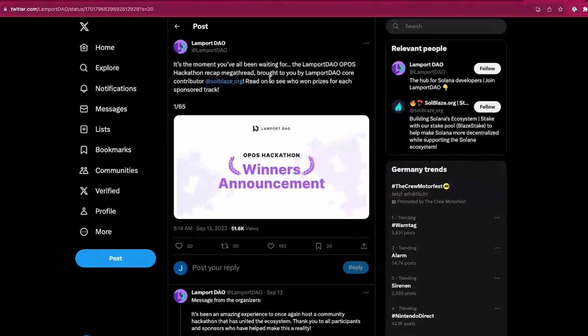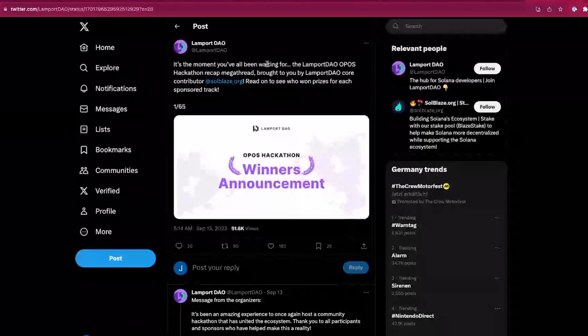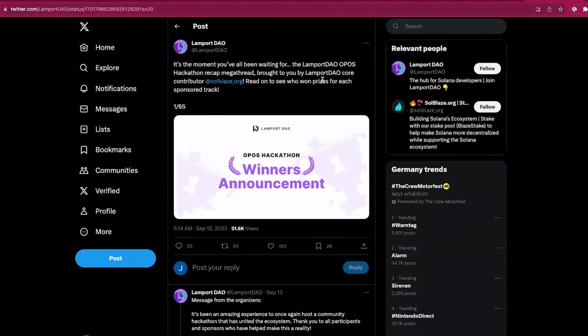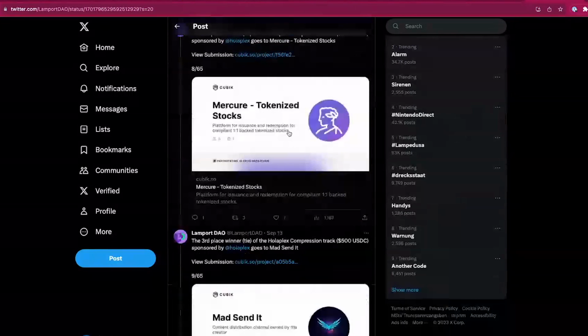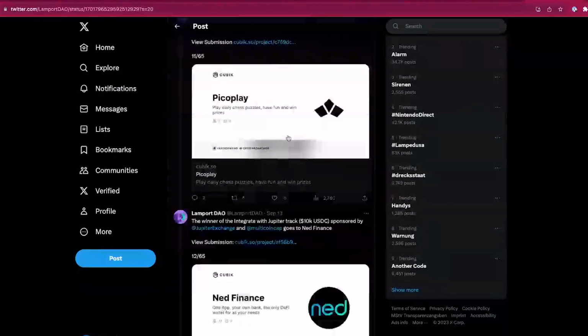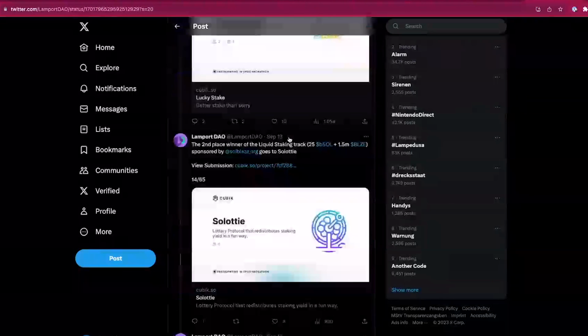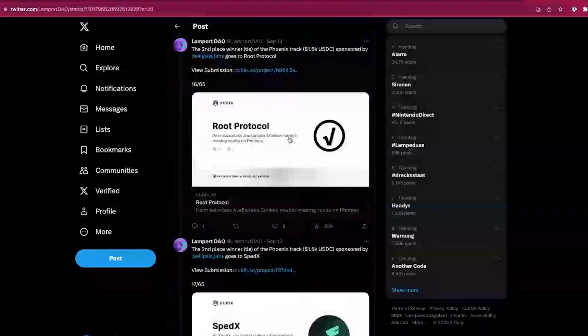Check it out. And the next thing is that the Lamport DAO ended, right? Yeah, well, not the Lamport DAO, but the hackathon organized by Lamport DAO called OPOS Hackathon. Yeah, the OPOS Hackathon winners were officially announced. You can see them here in this thread by the Lamport DAO Discord's Twitter account. And there's over 65 winners, give or take, that have been able to claim prizes during the hackathon because of all the various tracks that existed. So it's really great to see. If you built something for the OPOS Hackathon, congratulations, thanks for participating. And don't forget to check out all the other projects on Cubic and see what everyone that won.